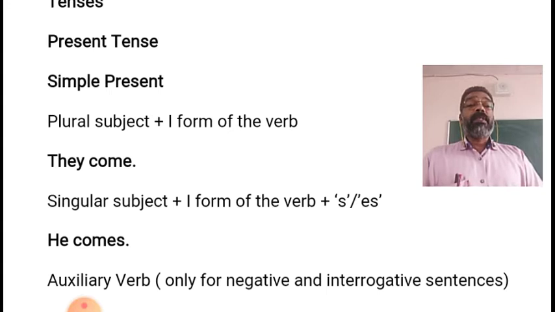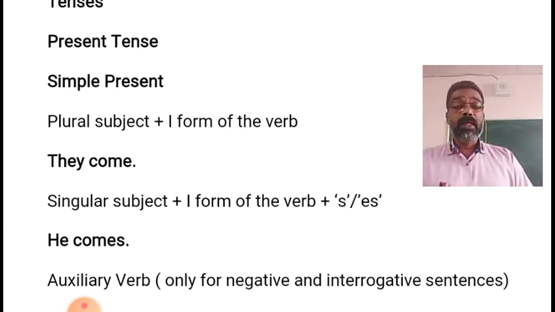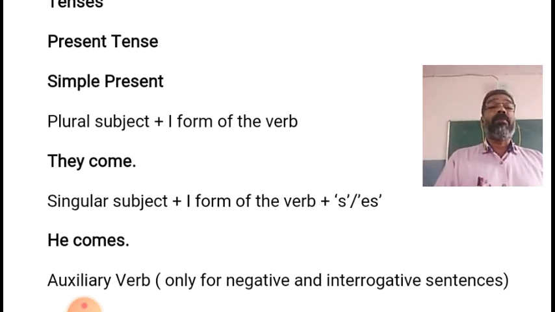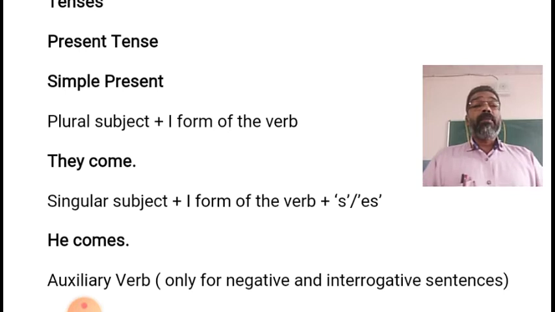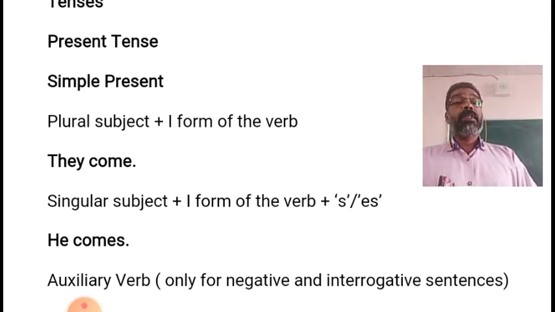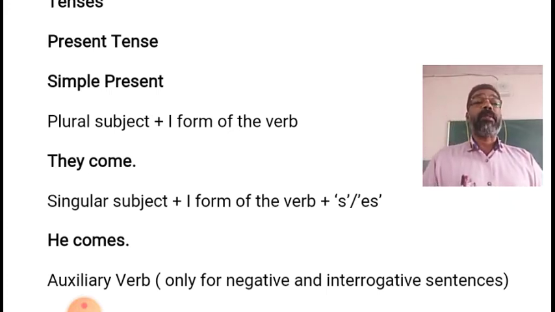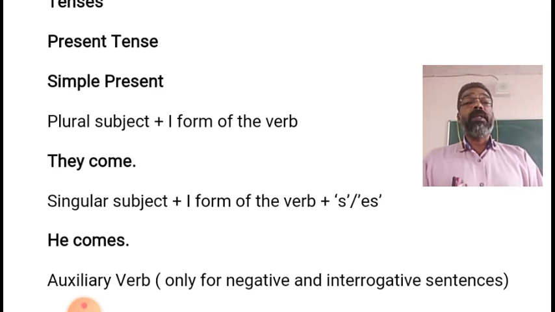Simple present, if the subject is plural, first form of the main verb is used. So, a plural subject plus first form of the verb, main verb, then we can identify the tense as simple present. For example, they come.